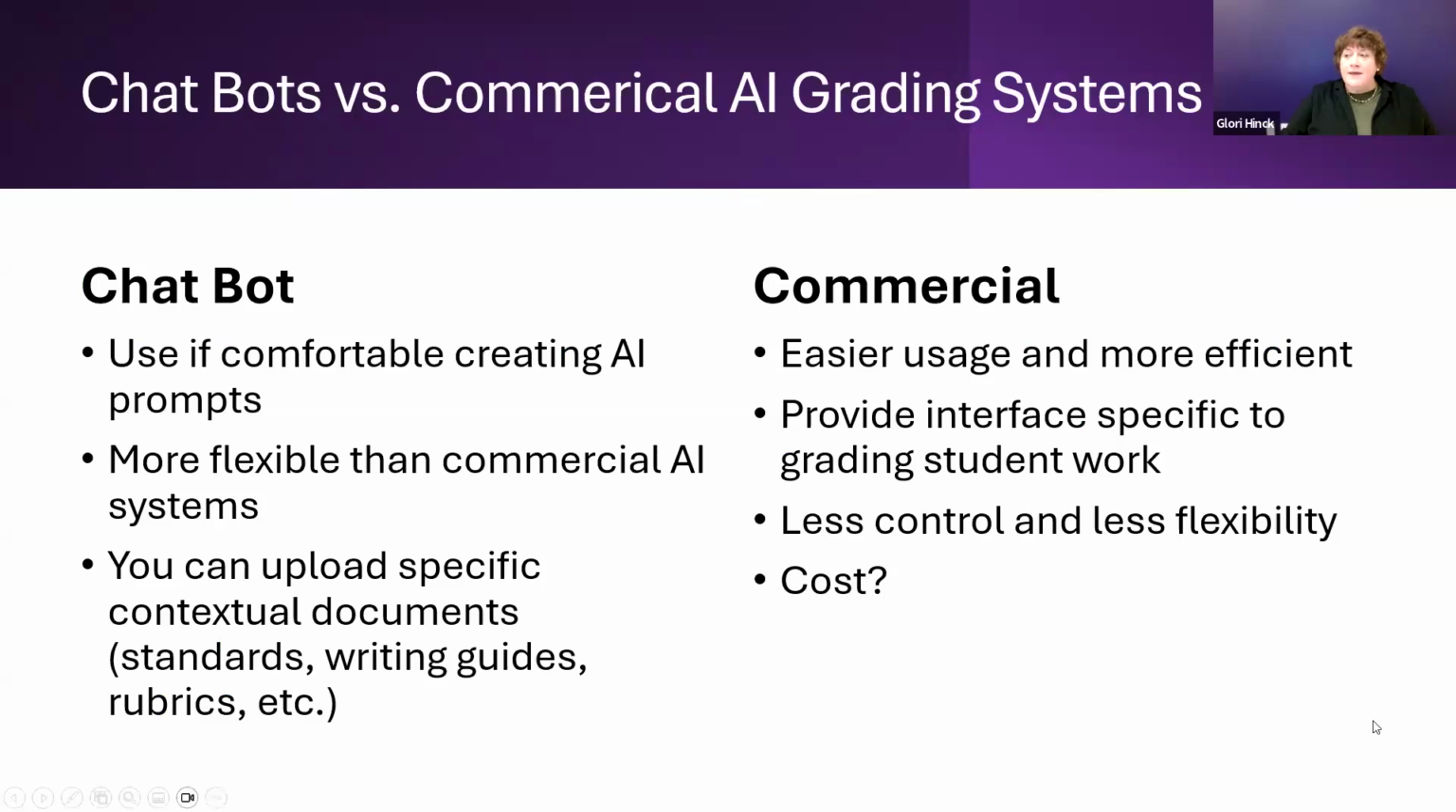This is just a little bit on chatbots versus commercial AI grading systems. I put the commercial AI grading systems at the end because I don't really use any of those and I know less about it, and I want to make sure we got to the other things first. But this just summarizes: if you're comfortable using AI, then try creating your own bots. It's more flexible and you can upload what you want to use. Versus commercial, which would be something like Conmingle, right? Easier usage and more efficient. The interface is more specific to grading, but you have less control and less flexibility, and there might be a cost.